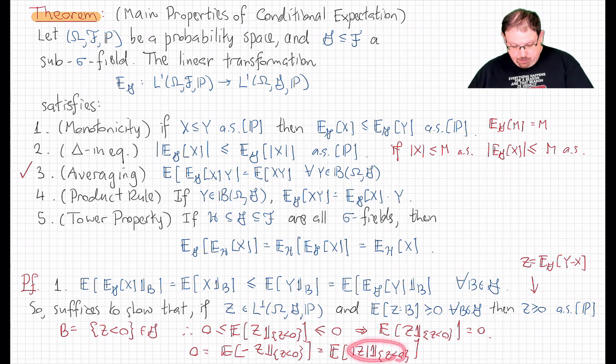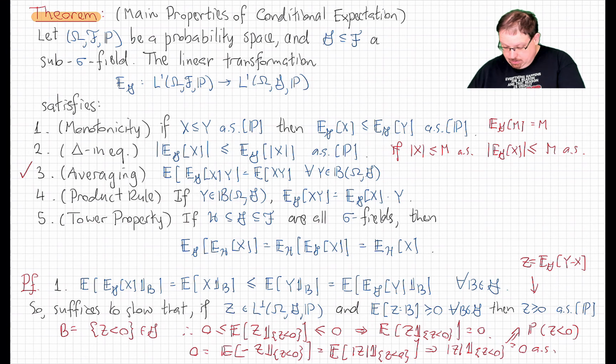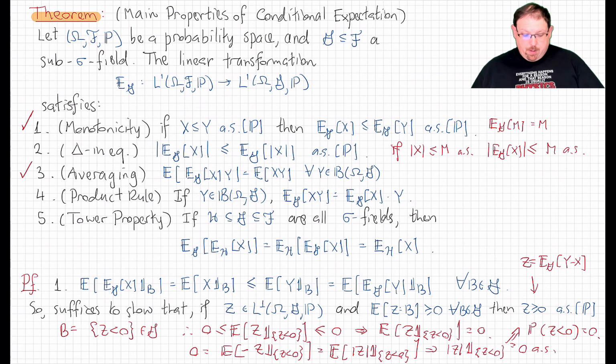This is a non-negative function. Its expected value being 0 implies that the function itself must be 0 almost surely. And that is precisely to say that the probability that z is less than 0 is equal to 0, which is what we hoped to demonstrate. So that proves monotonicity, and in particular by taking x equal to 0, that shows that a non-negative random variable has non-negative conditional expectation. On your homework, you're going to explore what happens about strict positivity.